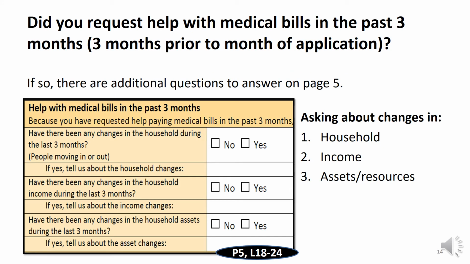Did you request help with medical bills in the past 3 months? If so, there are additional questions to answer on page 5. Again, they're going to be asking about changes in the household, changes in income, changes in assets and resources. You could end up with 2 different programs, one at the time of the application and maybe even a different program before that, up to 3 months prior to your application submission date, due to those differences in housing, income, and assets and resources at that time.